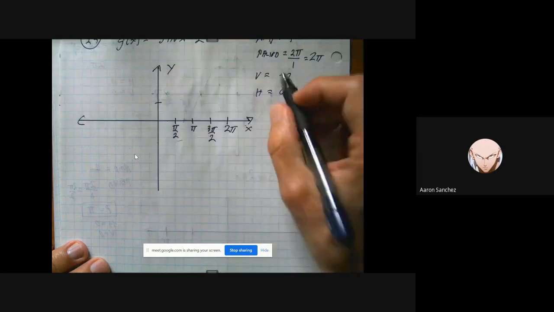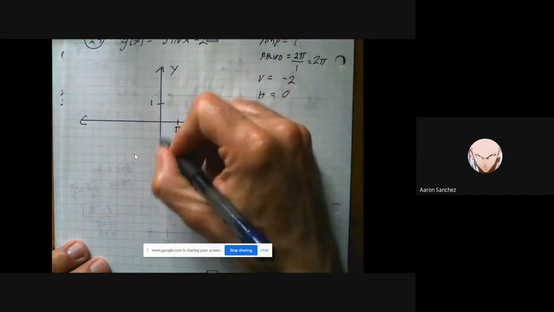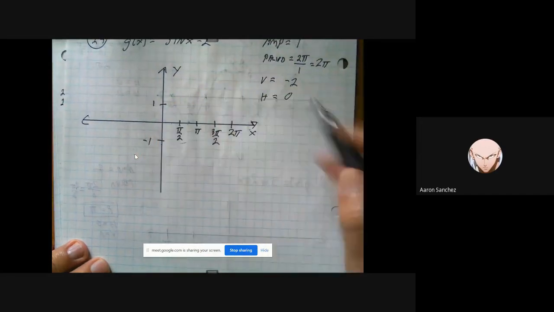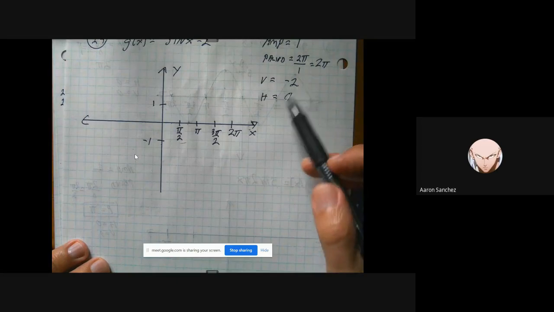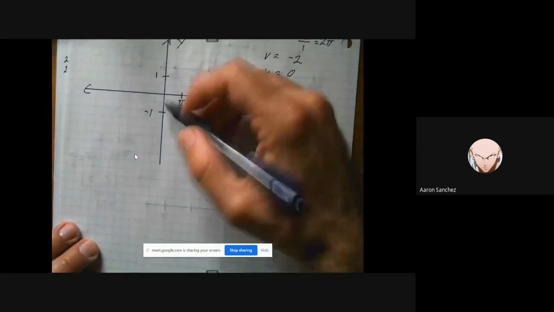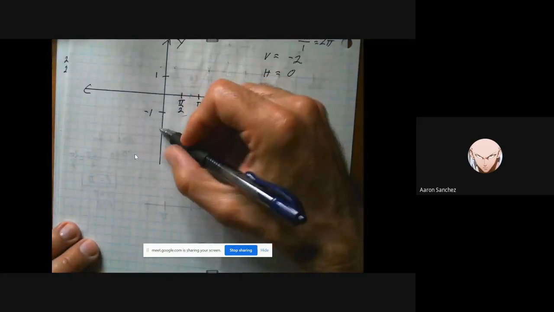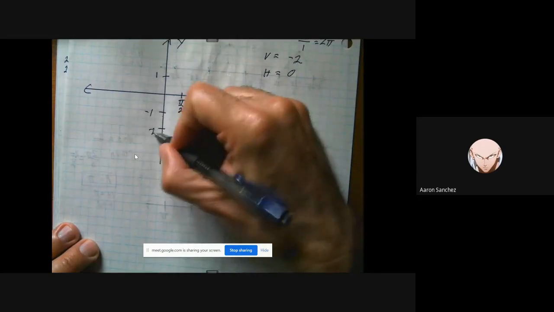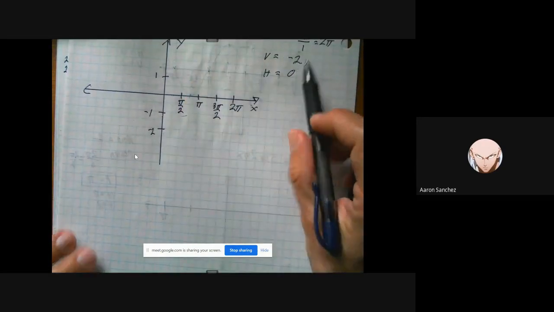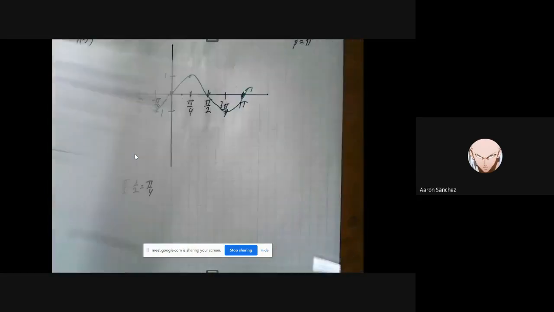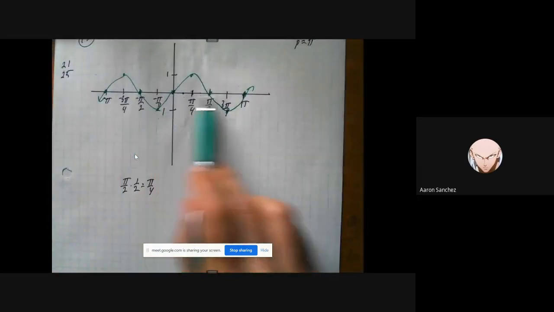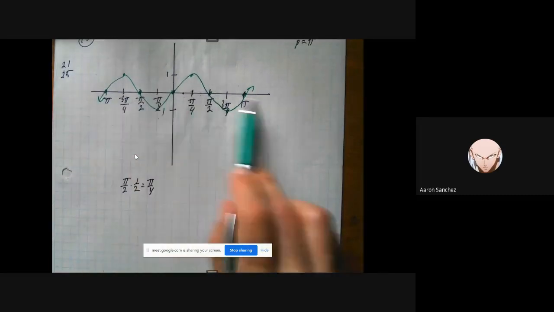Add your fractions on your own if you don't know how to do that. Our amplitude is 1, so we're going to go at 1, but here's the kicker. Our vertical shift is -2. So what that means, I'm going to run out of room here, but it's okay. Since my vertical shift is -2, that means my midline is going to be at -2.